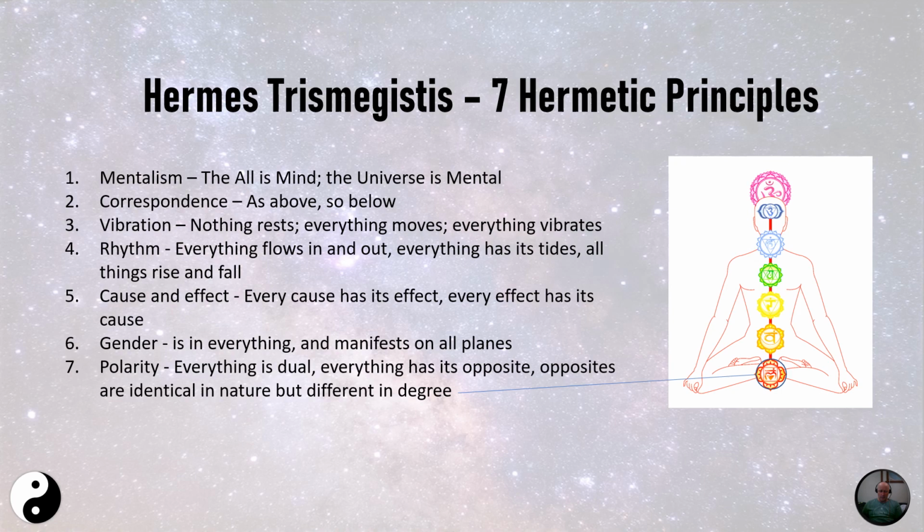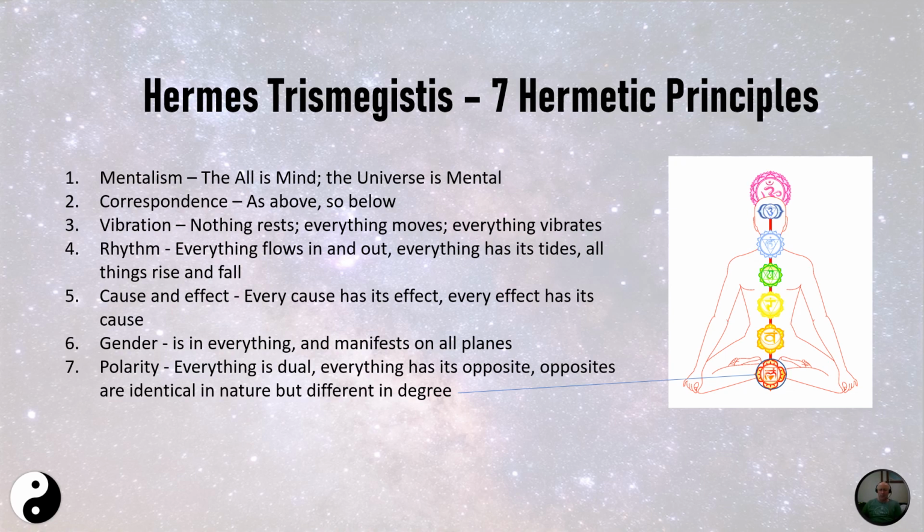equilibrium. Now the seventh one is polarity. Everything is dual. Everything has its opposites. Opposites are identical in nature but different in degree. So what that means is that you've got the two ends of a stick. So you might have the top and the bottom. Now you could say that they're at opposite ends of the stick, but they're still part of the whole, which is the stick. You could say that with water, you don't have hot water and cold water. It's just different degrees of temperature that defines whether it's hot or whether it's cold.